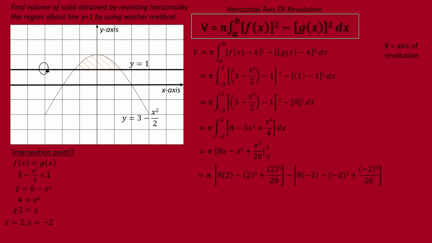After subtracting both of the limits, we get 48 over 5 plus 48 over 5. As you can see, it is actually logical. This is because the limits were actually positive and negative 2, which means we may get the same answer for both limits, in which the only difference is their positive or negative sign. Finally, we get the answer, which is 96 over 5 pi units cubed.